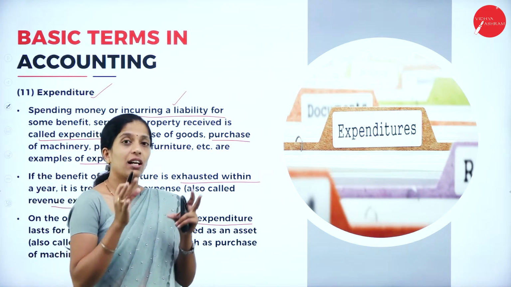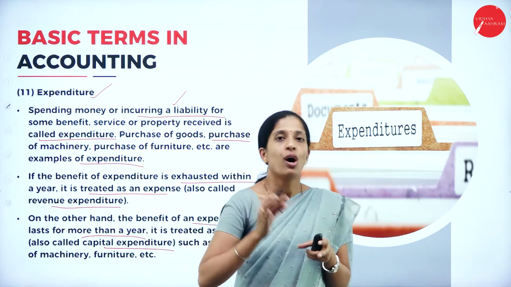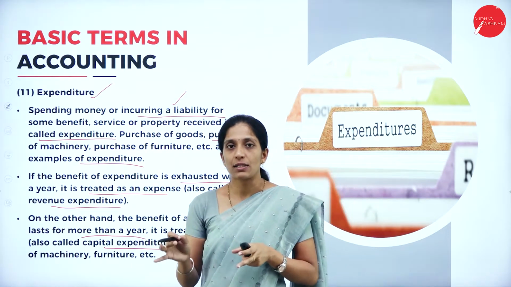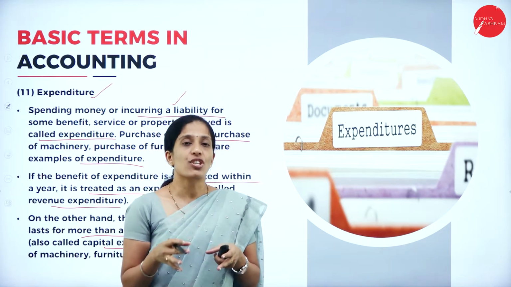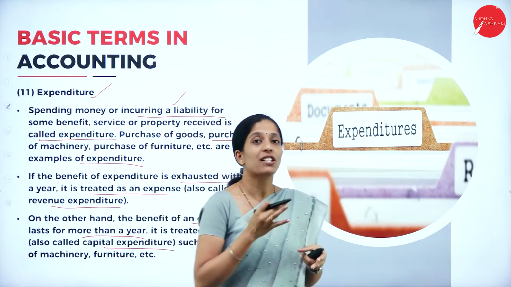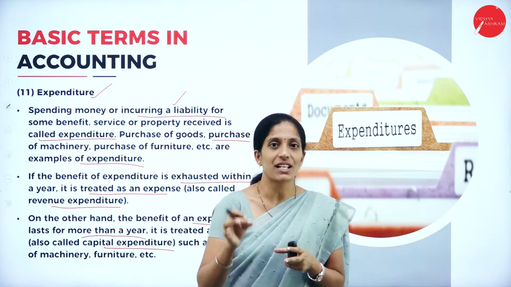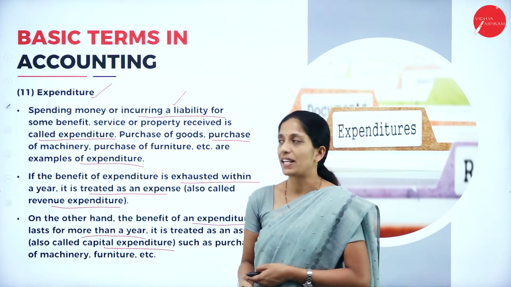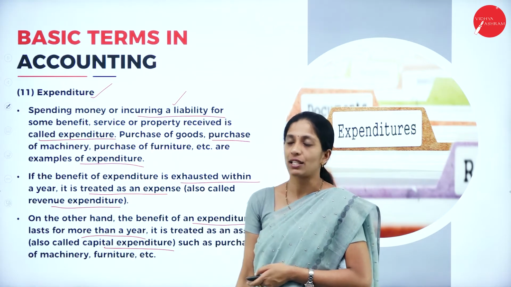So if the benefit is exhausted within 1 year, it is termed expenses, also called revenue expenditure, whereas with capital expenditure the benefit lasts more than 1 year. For example, purchase of machinery: you need not purchase machinery again and again, right? That long-term investment made in machinery is termed expenditure. So hope you are clear about expenses and expenditure.